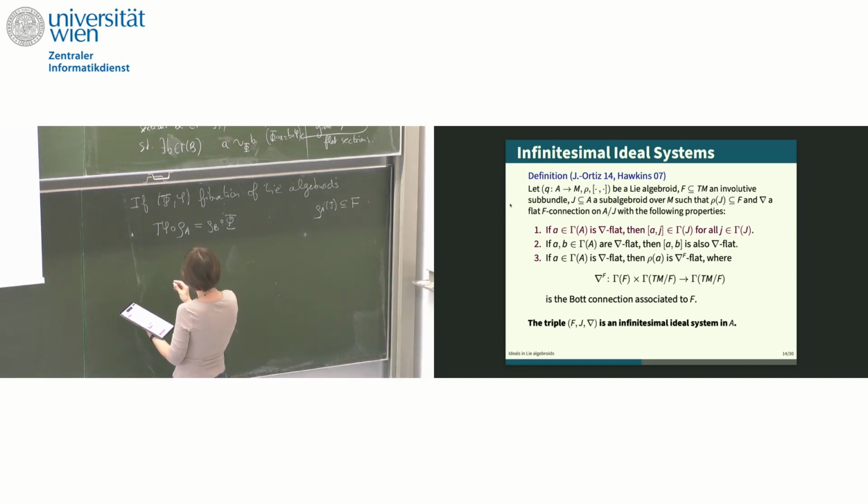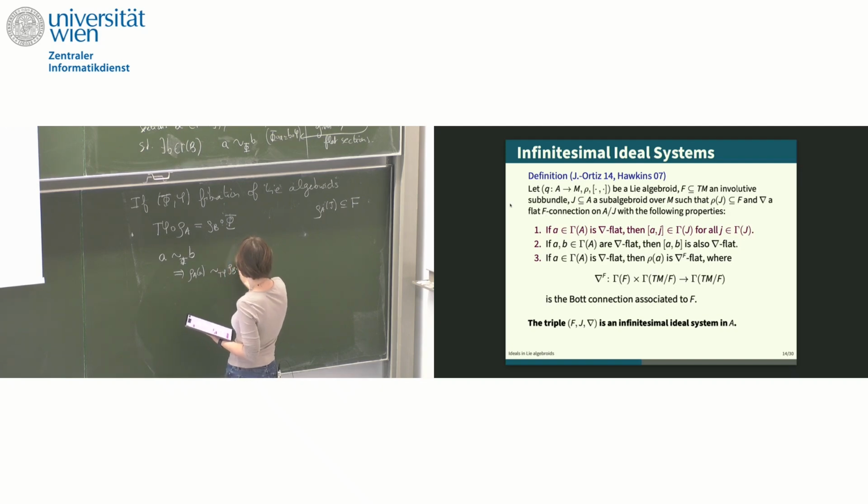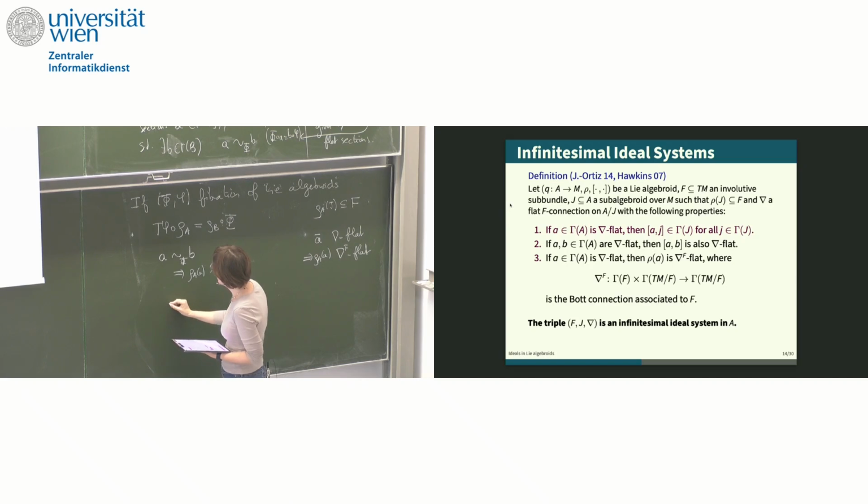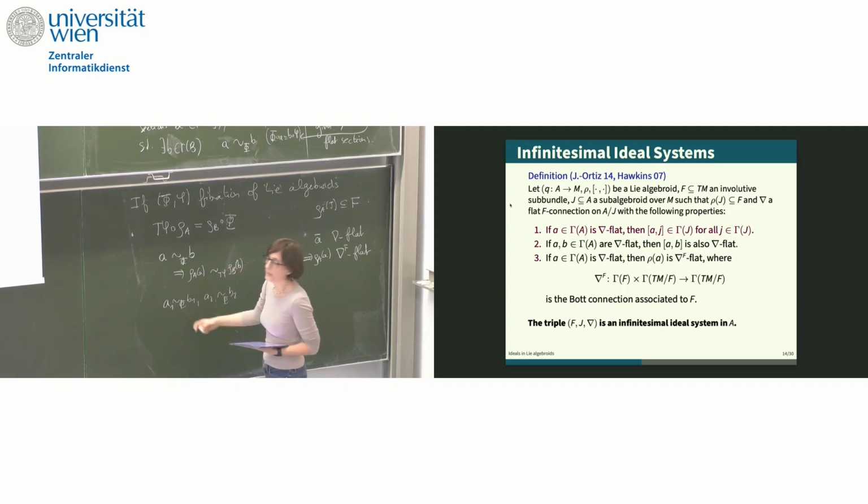And then also if a is phi-related to b, then you have to have that rho A of a has to be T phi-related to rho B of b. That translates to a being nabla-flat, implying that rho A of a is nabla-bot flat, nabla-bot for the bott connection defined by F. And then you have that if a1 projects to b1, a2 projects to b2, that's really the Lie algebroid morphism condition for epimorphisms that works.